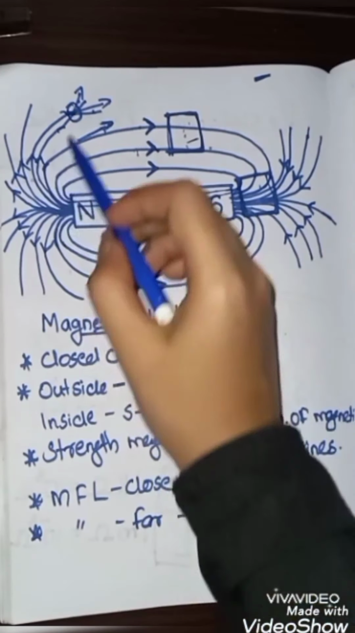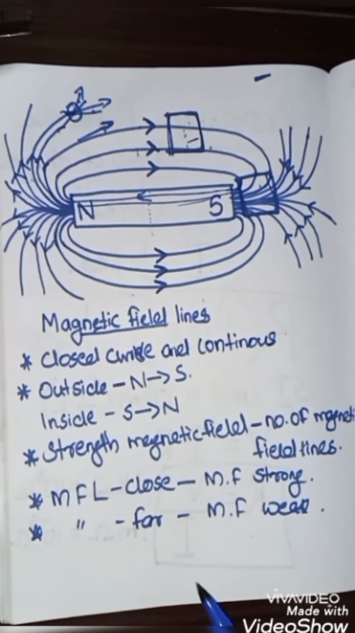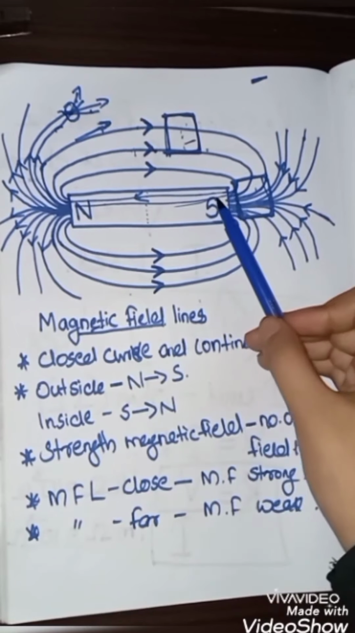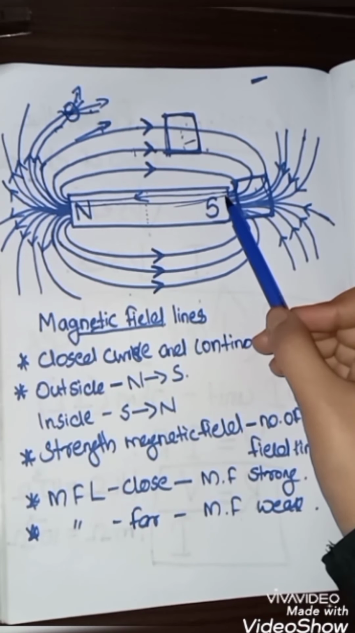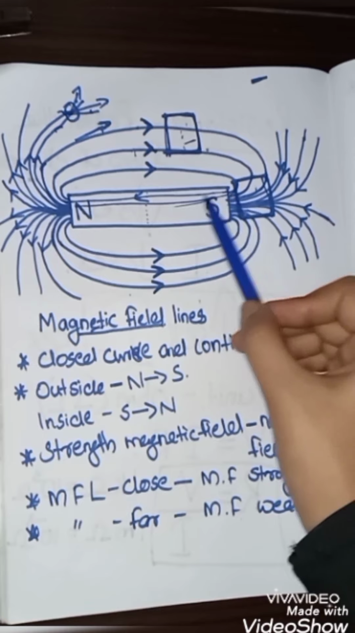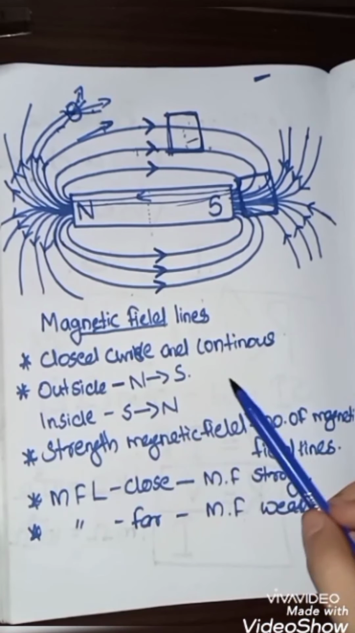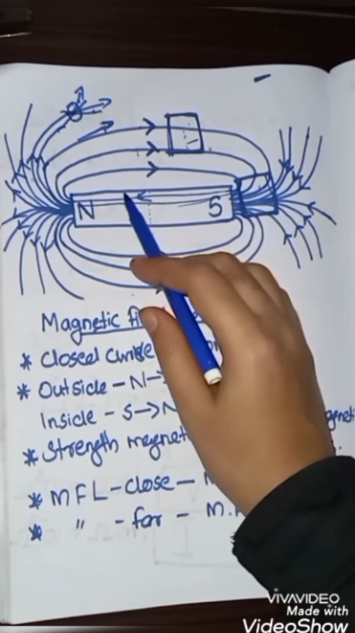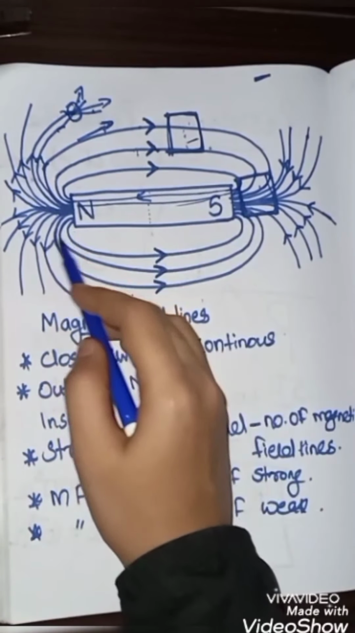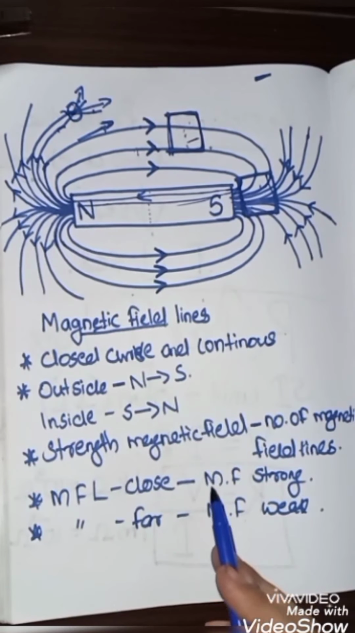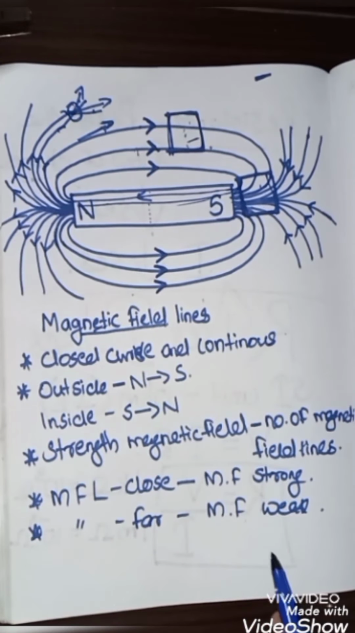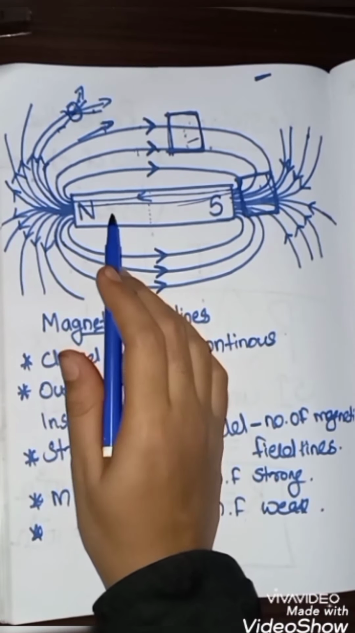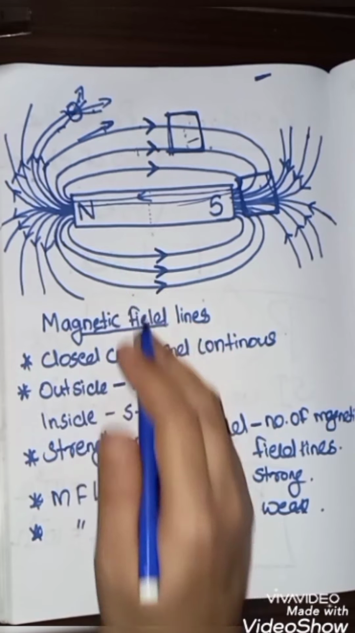Outside the magnet, the direction of magnetic field lines is from north pole to south pole. Inside the magnet, the direction of magnetic field lines is from south pole to north pole. The strength of the magnetic field can be determined by the number of magnetic field lines. If the magnetic field lines are close to each other, there will be a strong magnetic field. If the magnetic field lines are far apart, then the magnetic field is very weak.